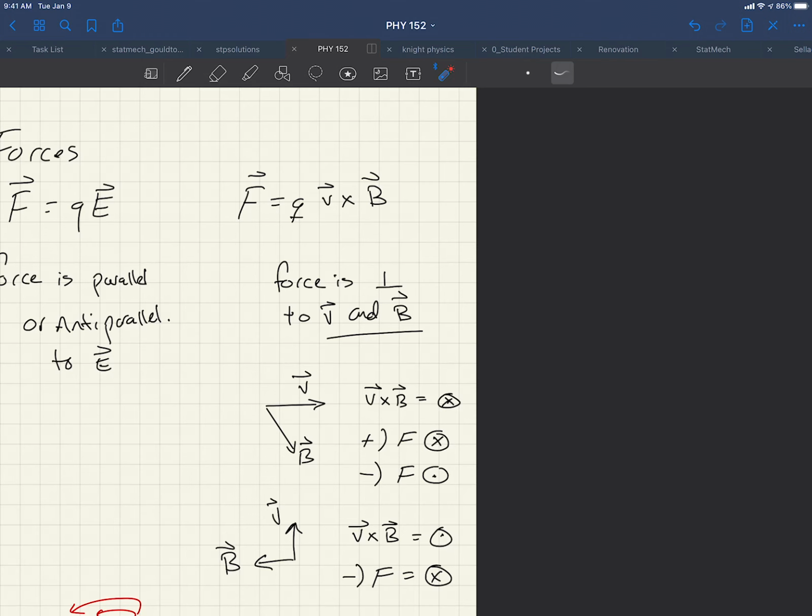That is, if it's a positive, it's in that same direction. If it's a negative, it's in the opposite. So what we then say here is if it's a positive charge, the force is into the page. If it's a negative charge, the force is going to be the opposite of that, or out of the page.